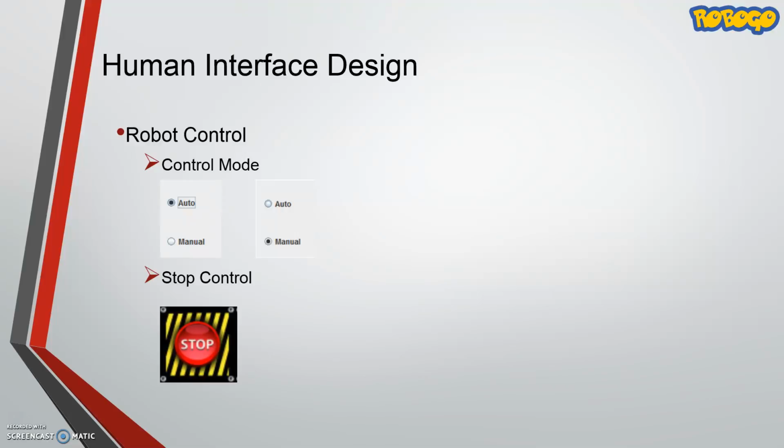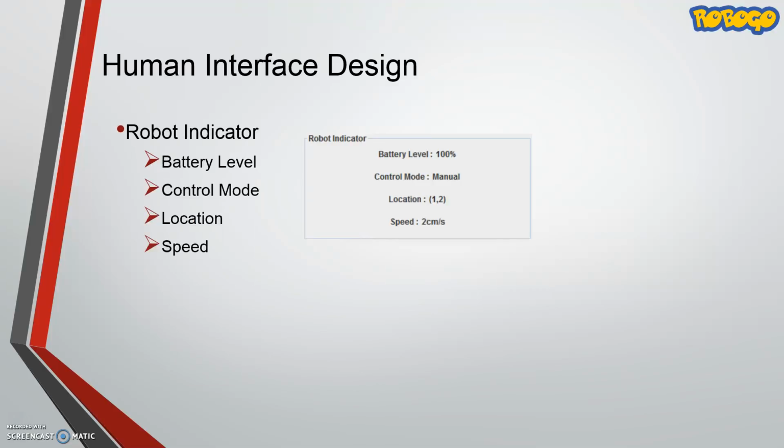And also there is the control mode, where you can set the auto and manual, and there's a stop control button over at the side there, for you to click in case you need to stop the robot during the auto mode.